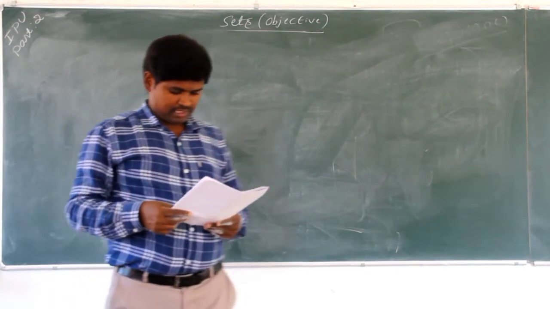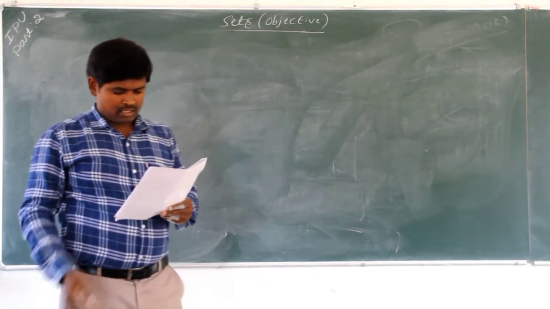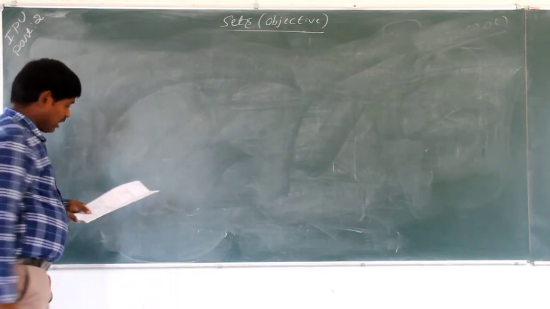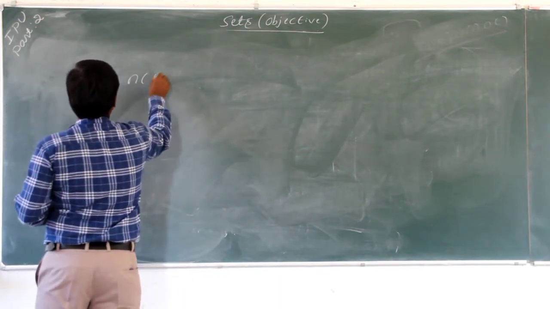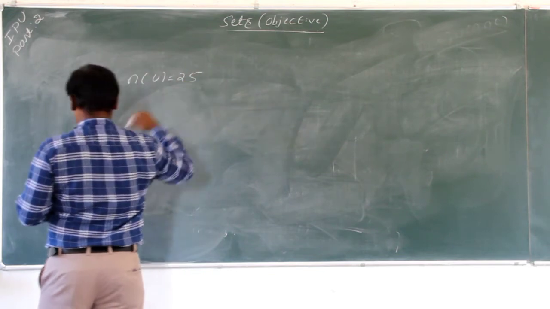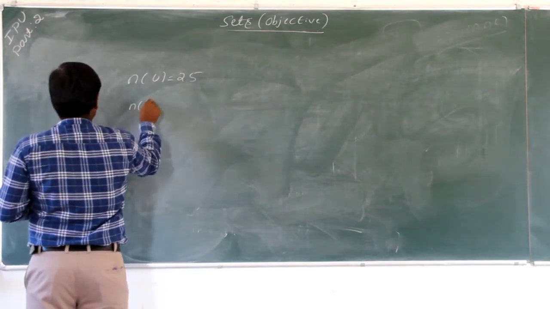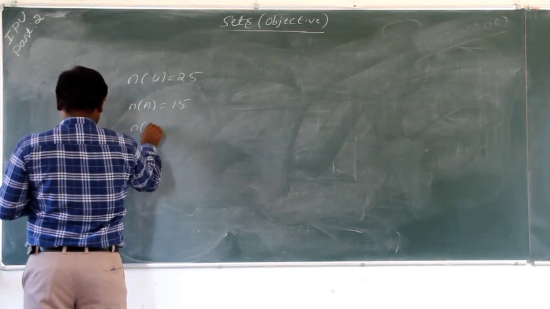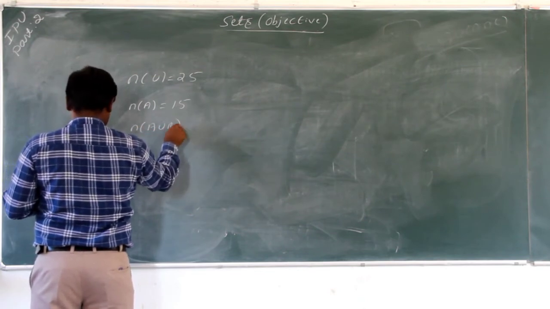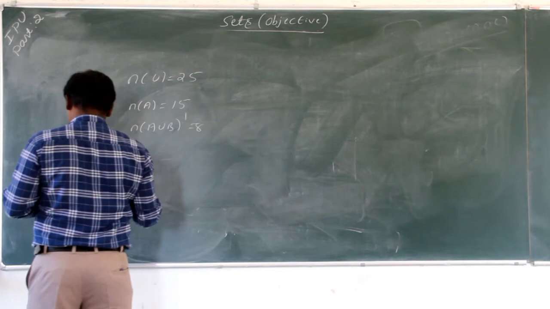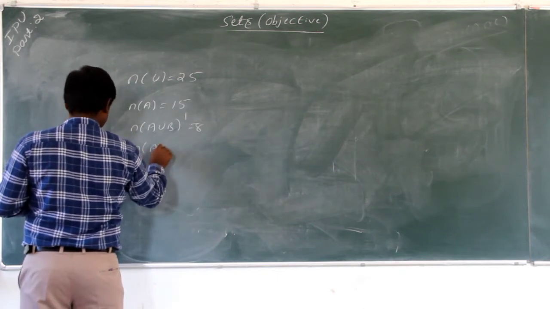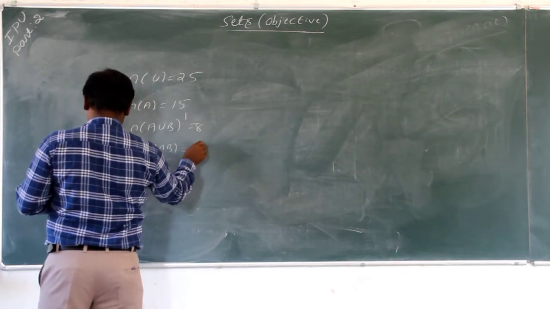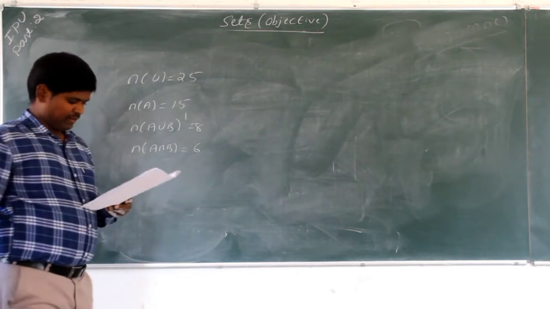U is the universal set, and A and B are subsets of U. n(U) is given as 25, n(A) is given as 15, n((A union B)') is given as 8, and n(A intersection B) is equal to 6. Okay, so this is the given data.